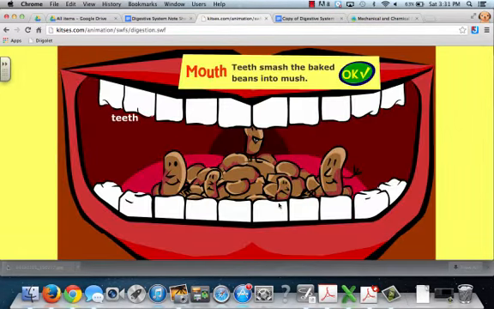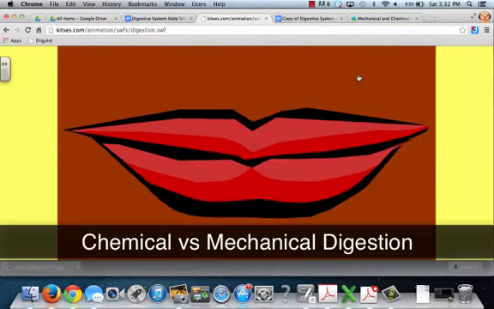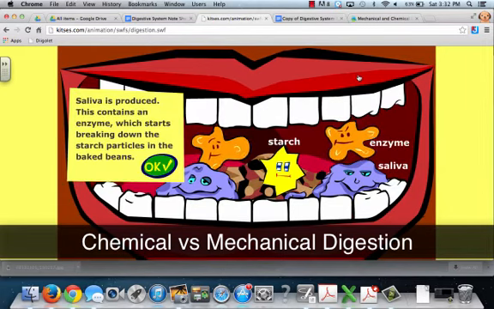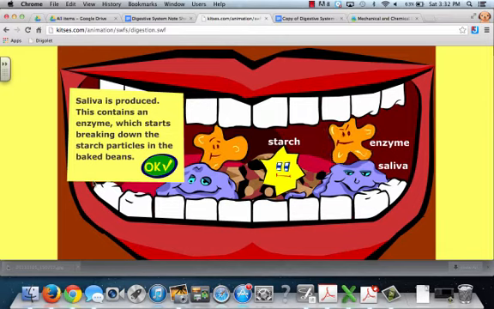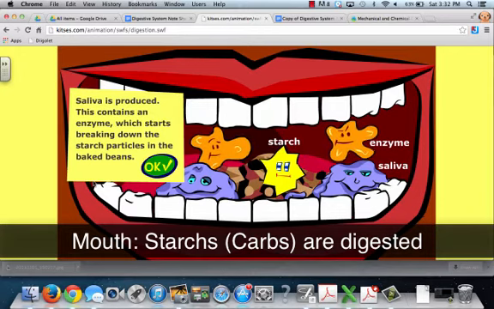In the mouth, you're going to see a bunch of chewing. And so we need to talk about what's the difference between chemical and mechanical digestion. All right. In the mouth, we see that saliva is produced, which contains an enzyme that starts to break down starch. So in the mouth, we know that it's carbohydrates that are broken down.